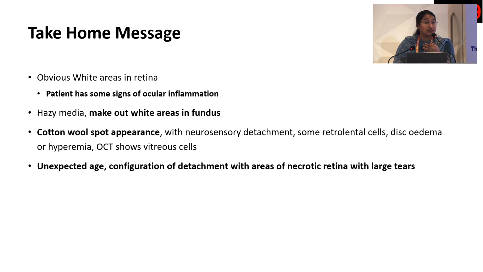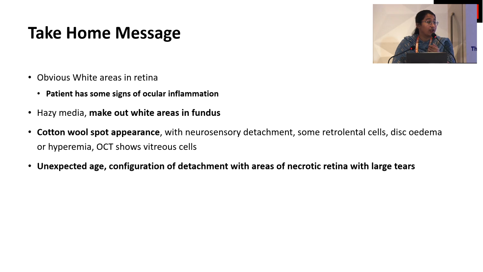At times you may see areas of peripheral necrosis of the retina, which would indicate it is ARN. And if you see a cotton wool spot appearance, so cotton wool spot associated with macular exudation with disc hyperemia, again, look for signs of inflammation.